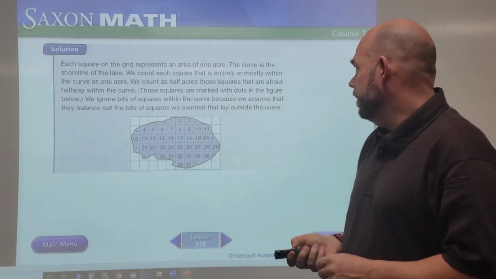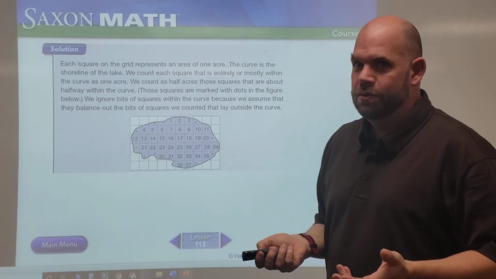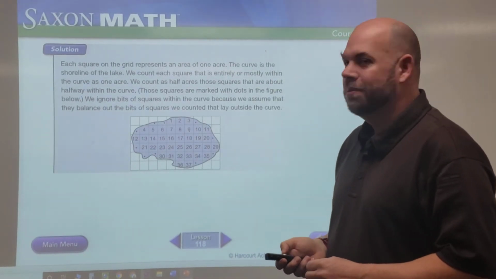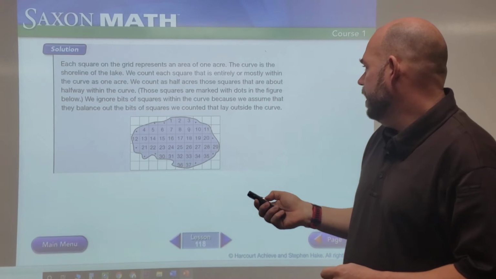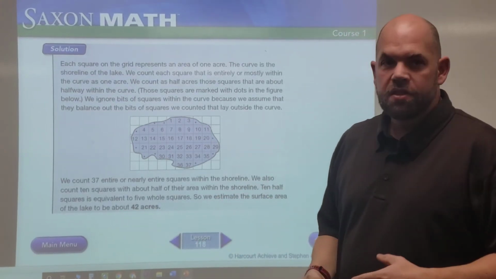So that would be, how are they measuring this? 42 units. They didn't tell us, probably acres. And so we can do that. Yep, 42 acres. So we can estimate the surface of the lake.